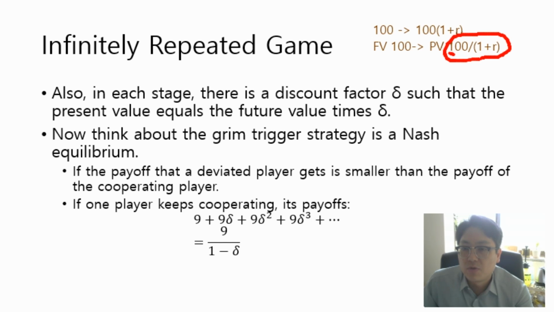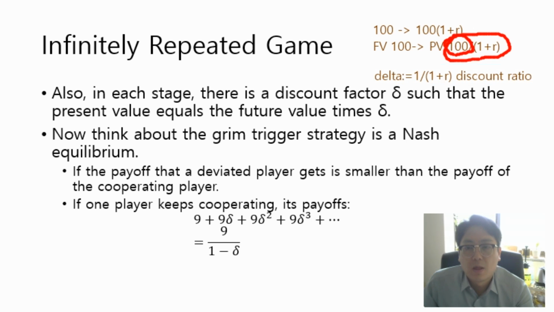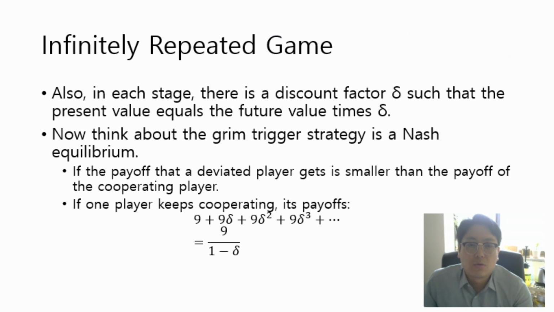We get the present value by using the future value, right? Here delta is defined as 1 over 1 plus r, and we call this a discount ratio. So from the future value, for example 100, if we multiply by delta, then that is the present value. Okay? So there is a discount factor delta.